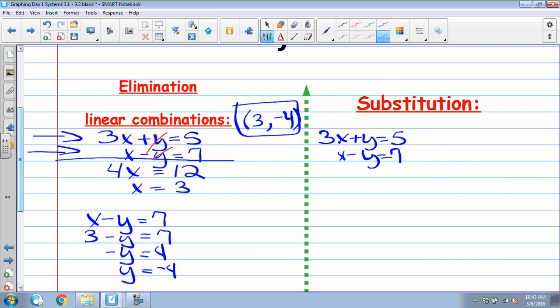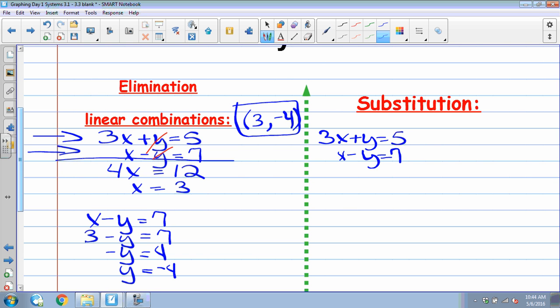Now, when we do substitution, what do we do? Yes. You leave one of the variables by itself and then plug it in on the other one. So you solve one of the equations for either x or y, and then go back and plug it in to the equation you didn't use. That, in a sense, eliminates one of your variables.